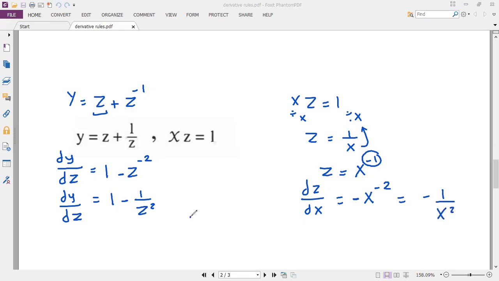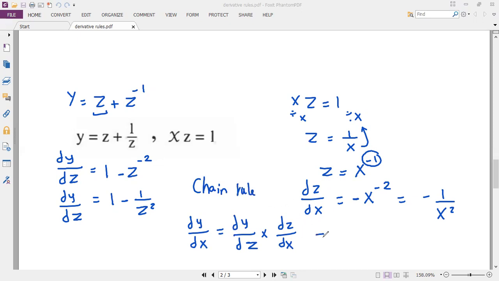I want to get dy over dx. That is called in math the chain rule. So dy over dx is going to be equal to dy over dz multiplied by dz over dx. That is the chain rule.